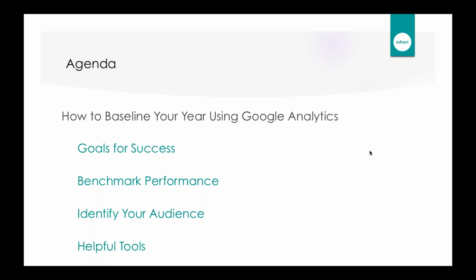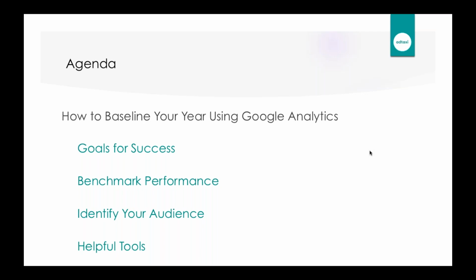So the agenda today is to go over everything that you need to do to baseline performance using Google Analytics so that you can create annual or quarterly campaigns that are going to be the most successful for your business. First we'll go over goals. Which goals can you track? How do you track them? What do they mean?